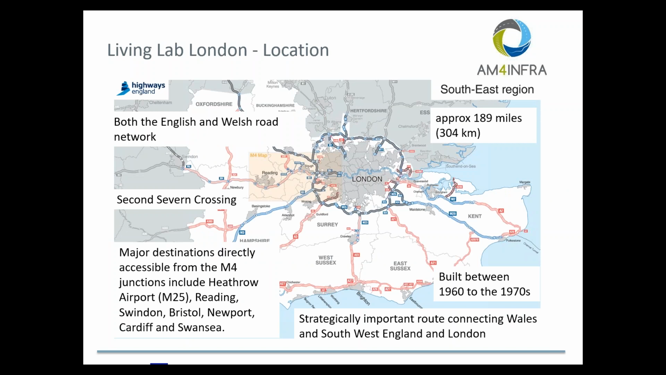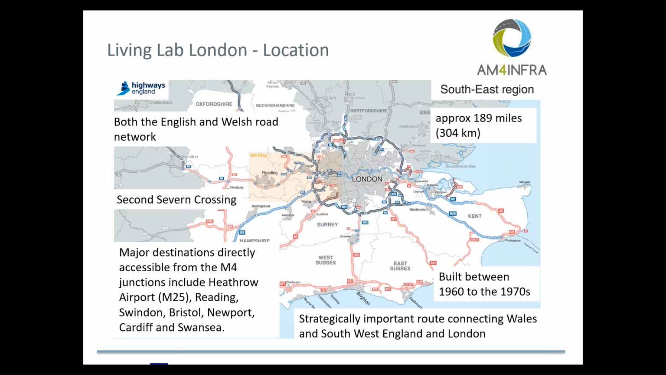So the Living Lab in London. This is a map of the southeast region of England, and you will see an orange box, which is the start of the location of the M4. It starts or ends in London, and it goes through Wales. The M4 is approximately 304 kilometers in length, or 189 miles for the English, and it was built between the 1960s and 1970s.